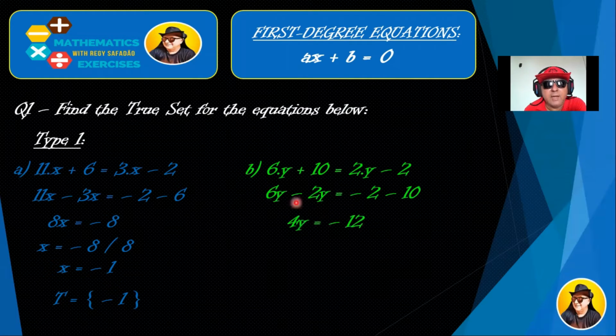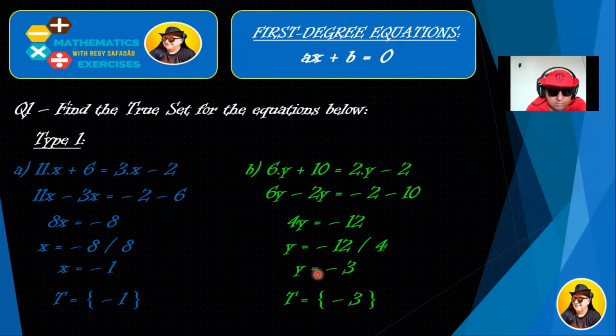Well, 6y minus 2y gives us 4y, and minus 2 and minus 10 gives us minus 12. So I have to write this number 4 on the right of the equation, dividing. So it comes like this: y equals minus 12 over 4. I can divide it. So I have now a negative 3, and the solution set is negative 3.